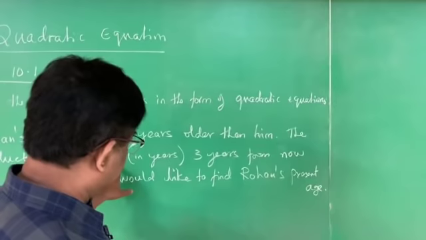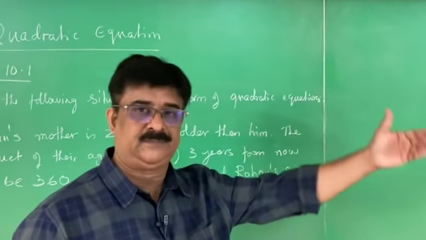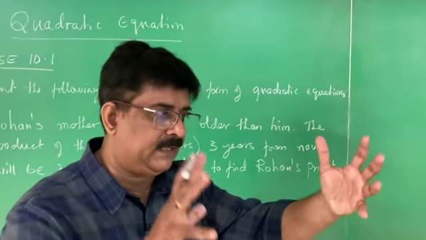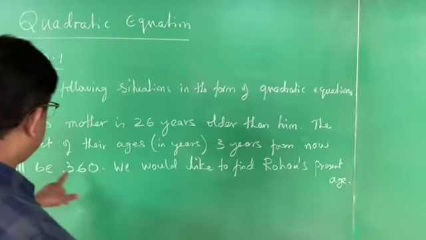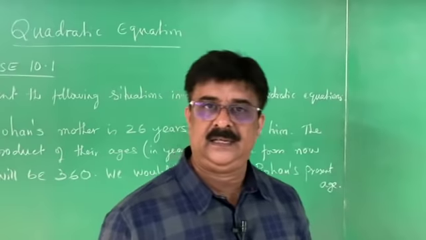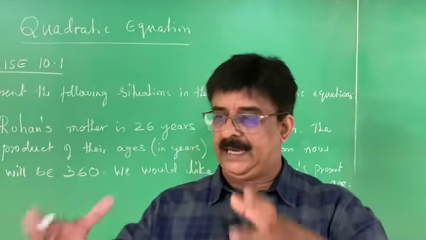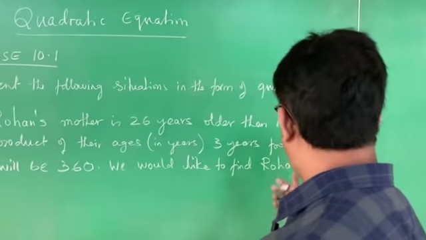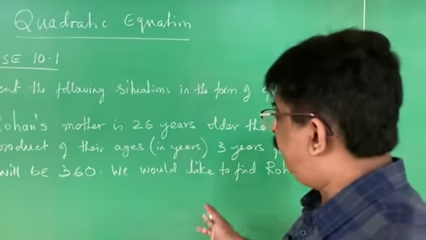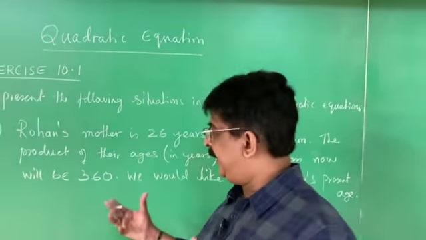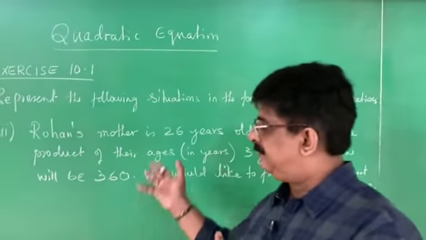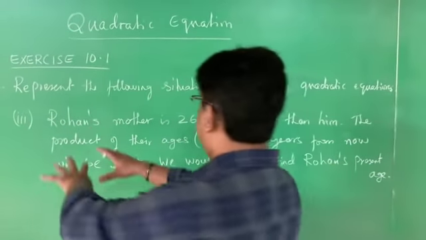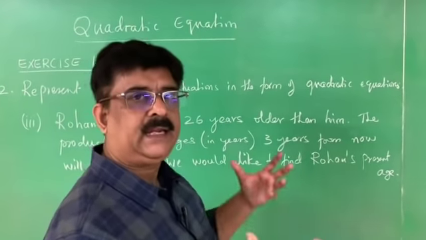The product of their ages 3 years from now: you have to multiply their ages after 3 years from now. After 3 years, if their ages are multiplied, we get 360. Not now. Now we have to calculate the present age of Rohan. For that, we have to frame the equation. There is no need to find Rohan's age. There are many problems like this in the next exercise. This is only about how to convert this statement into a quadratic equation.